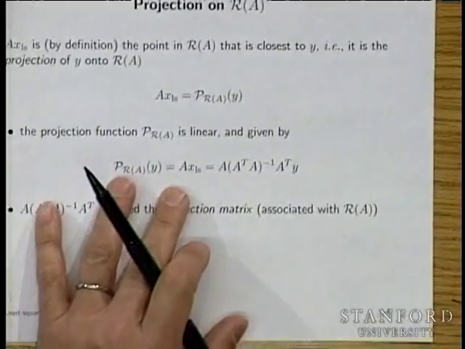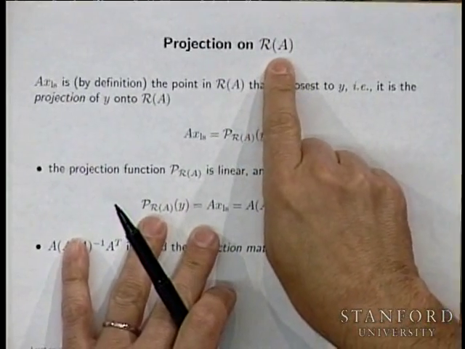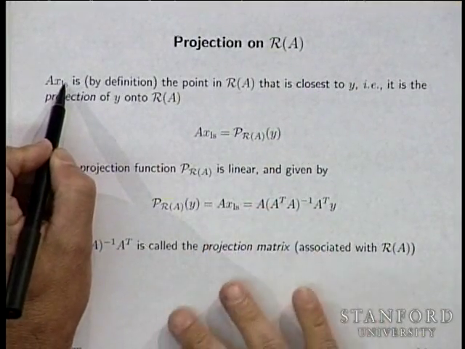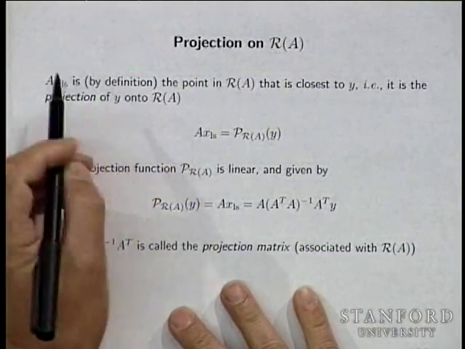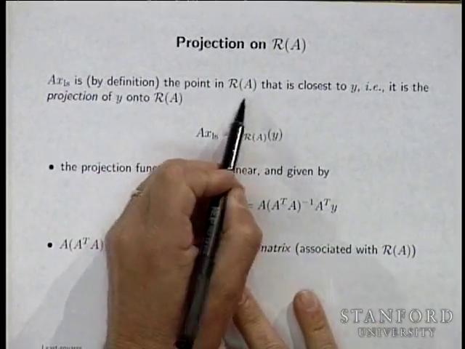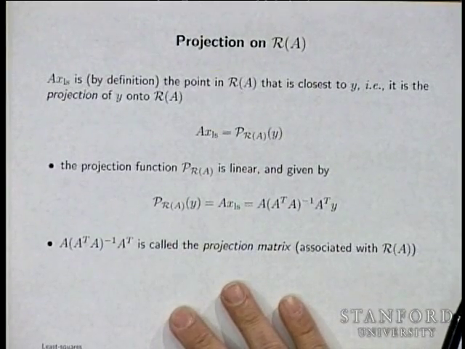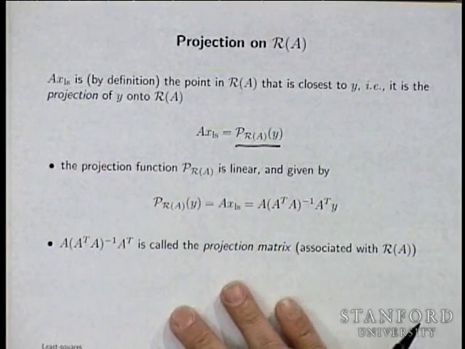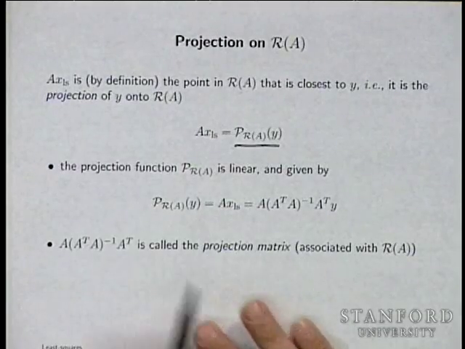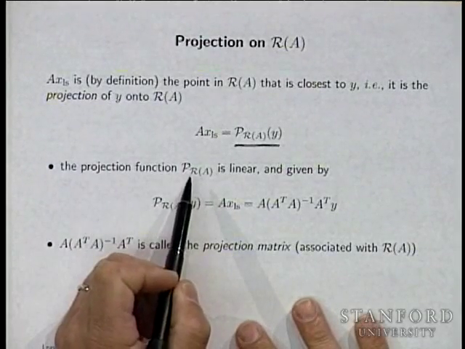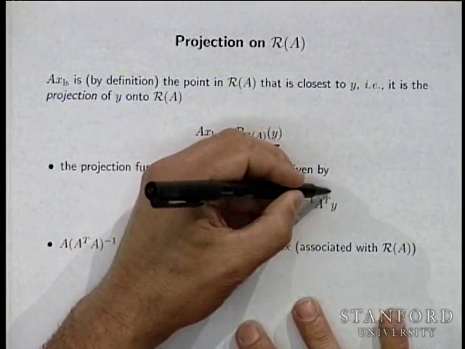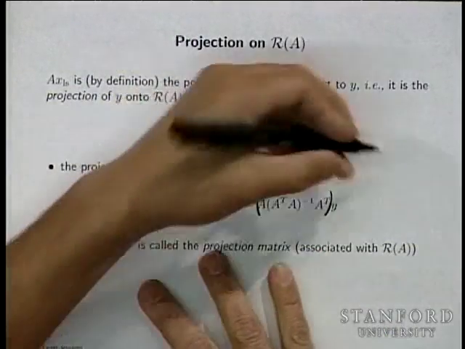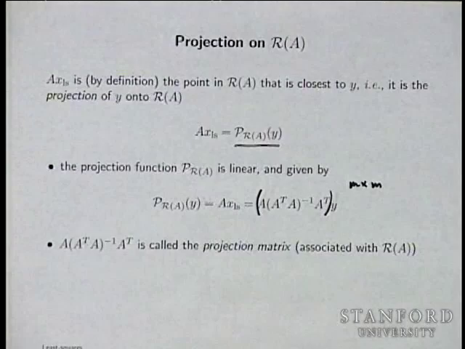Okay. Now, if you want to look at projection on the range of A, if you multiply A by x_LS, that gives you, by definition, the point in the range of A that's closest to y. And it's the projection of y onto the range of A. That's denoted this way, and that's A x_LS. And the projection function is actually linear, and it's given by this matrix here. It just multiplies by that matrix. And that is an m by m matrix.